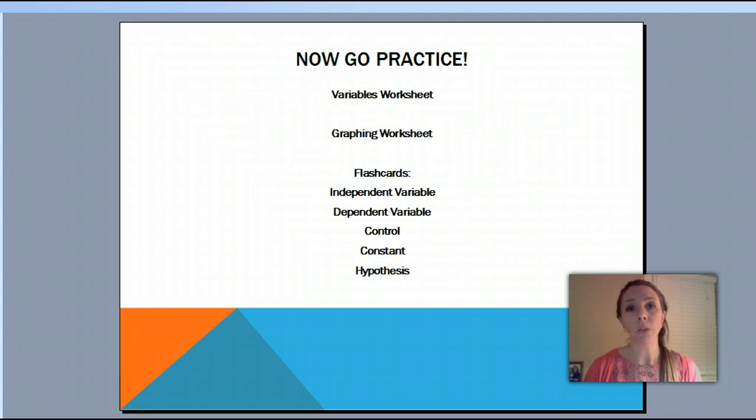The other thing you're going to do today is you're going to go practice. Okay, so on lab station number 1, I set out some worksheets. The first one is called the variables worksheet. So it gives you 2 experiments where you have to identify the variables and look through and figure out what was the hypothesis, what was the independent, what is the dependent.